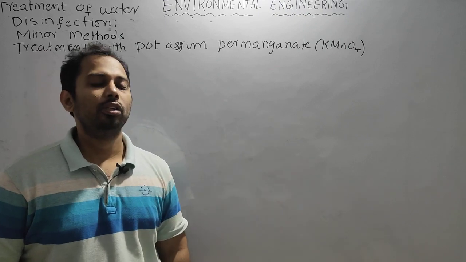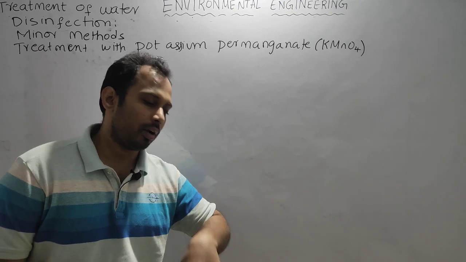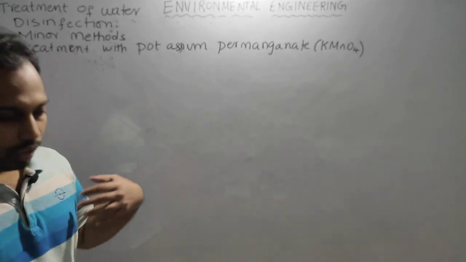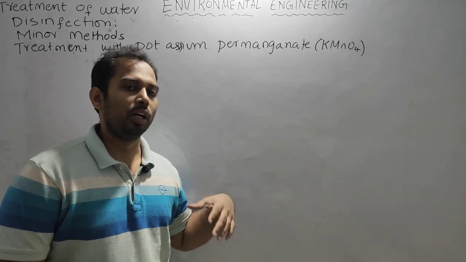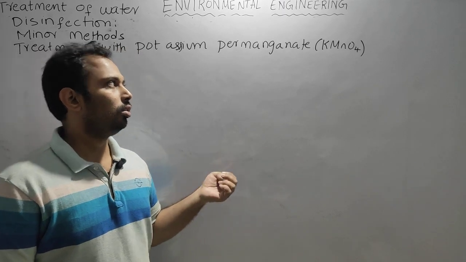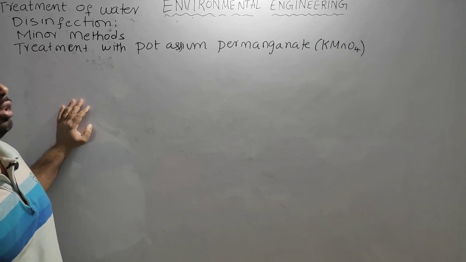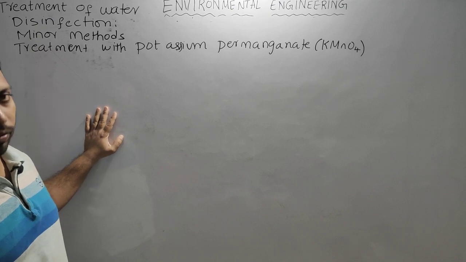Okay, with a rope. So now what happens? This KMnO4 will get dissolved completely into the well water. Now we need to increase the dosage such that the well water turns pink in color. Once the well water turns pink, that means the dosage of KMnO4 is now sufficient.